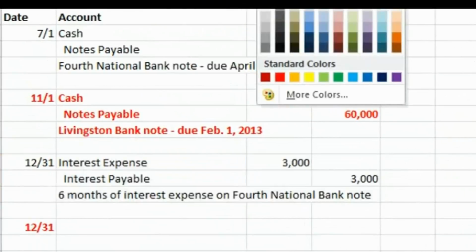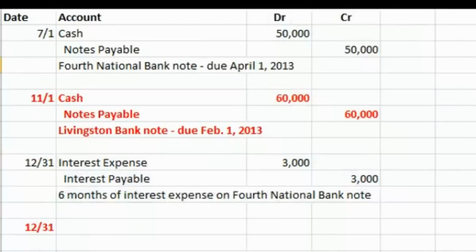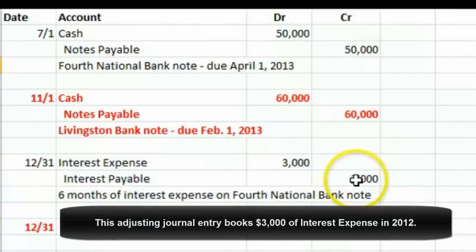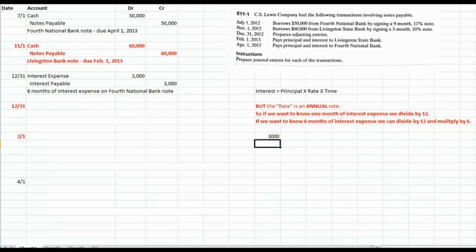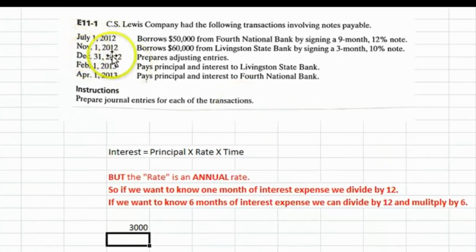So we're going to debit interest expense, expense to debits, and credit interest payable. We aren't writing a check, but we want to be sure to get that interest expense in 2012 because that's when we had the use of the money. Alright, why don't you pause the video now and see if you can calculate 2 months' worth of interest expense on the Livingston Bank note.